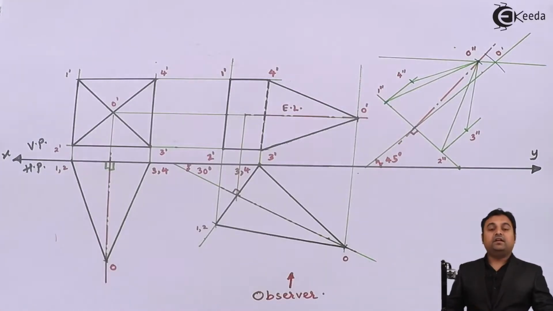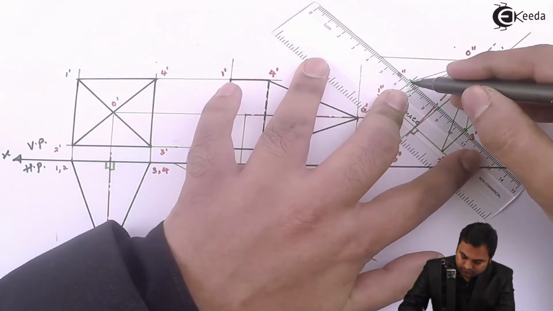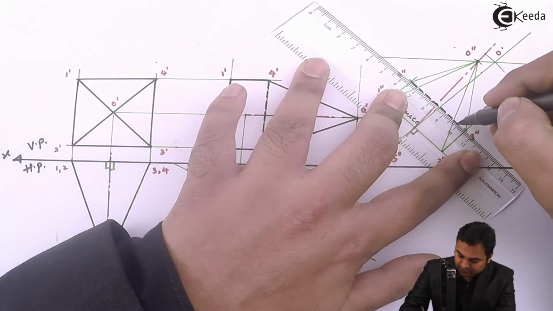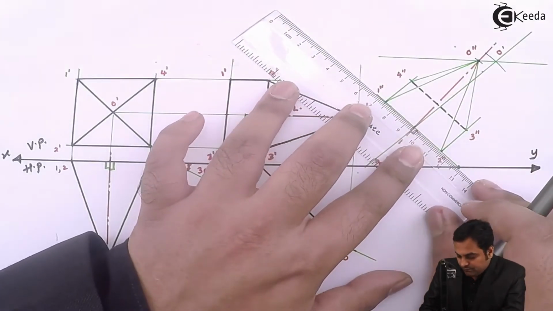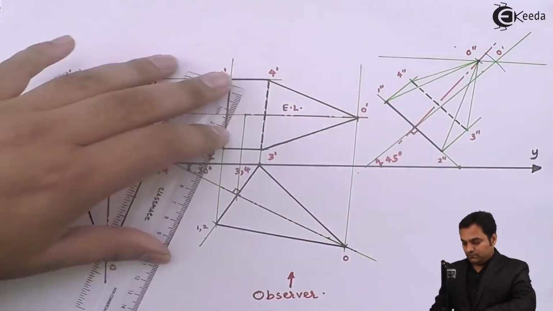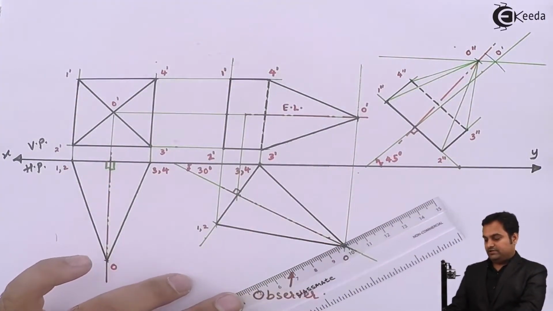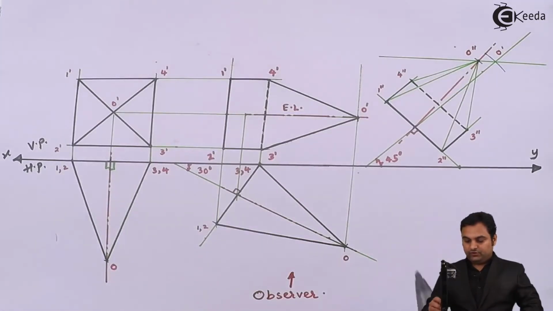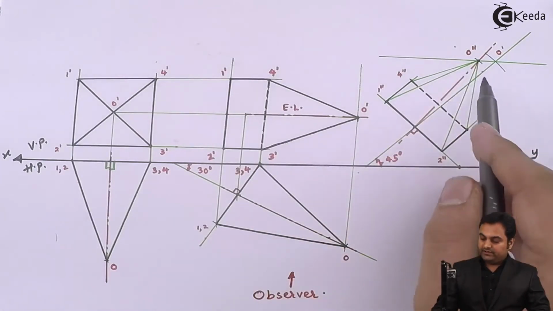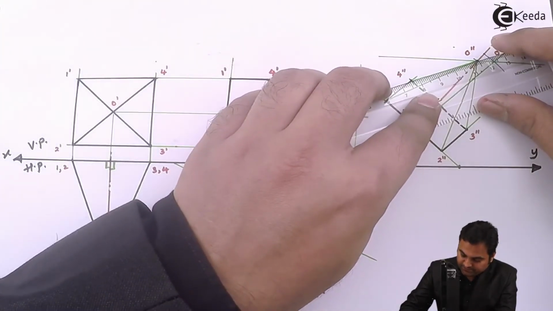Next, I'll make this inclined pyramid dark. 3 double dash to 4 double dash is a hidden line, which is a dotted line. 1 double dash to 2 double dash. 2 double dash to 3 double dash. Next, here 4 is connected to O, even 3 is connected to O. So I'll connect them to point O dash, O double dash, which is the new apex.